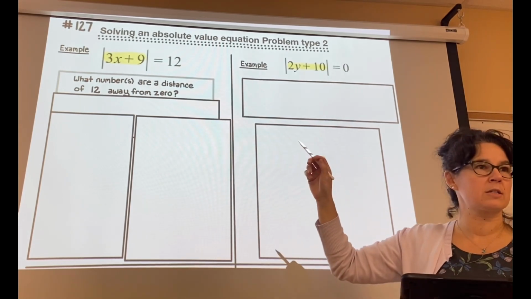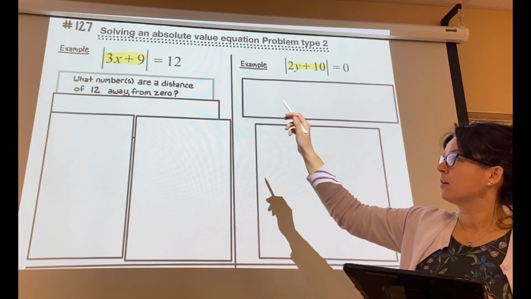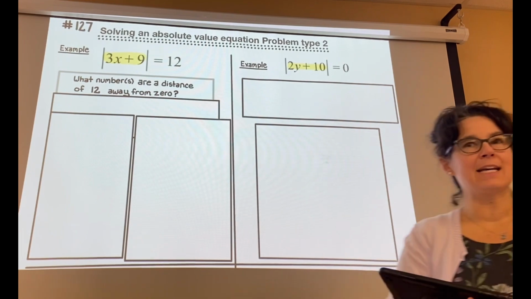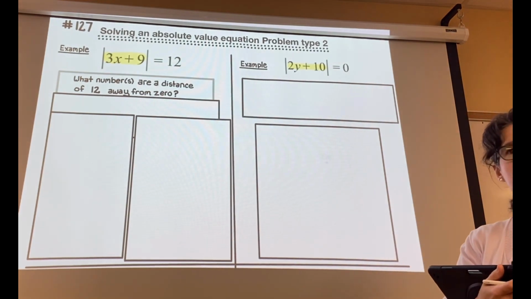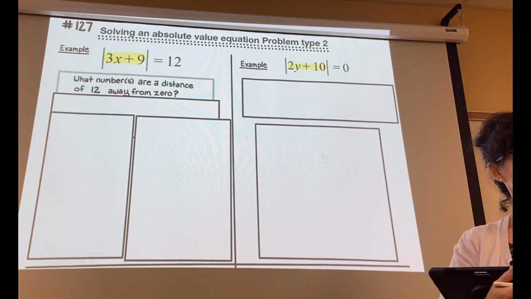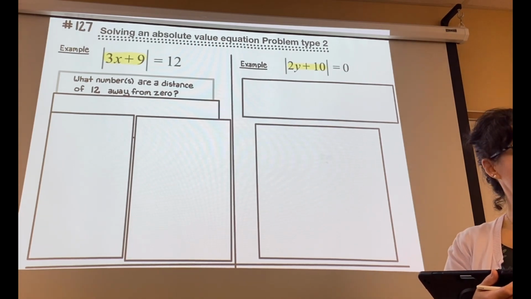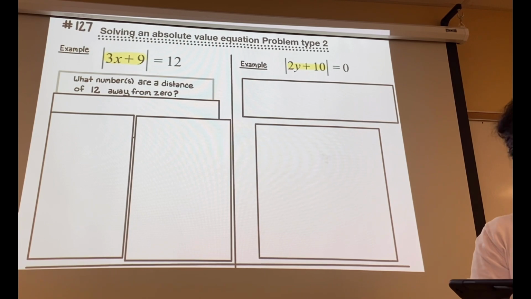In other words, what could I make the yellow so that it is a distance of 12 away from 0? So what might yellow be, and then the distance would be 12? 12 would be an option. And what would the other one be? 12 and? Oh, negative 12. Yeah, perfect. So 12 and negative 12.